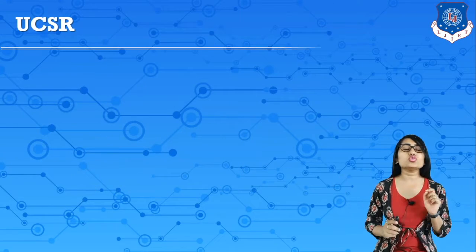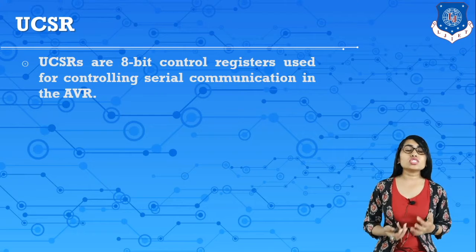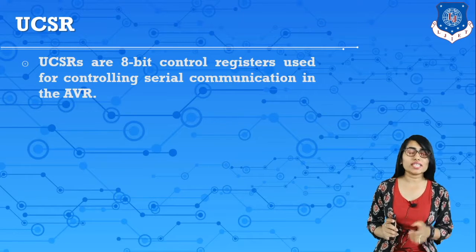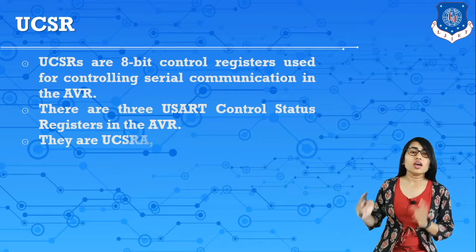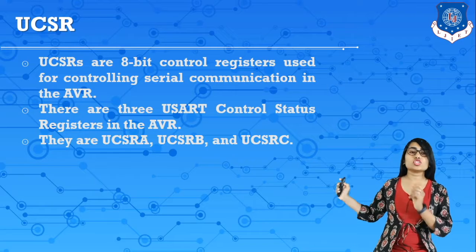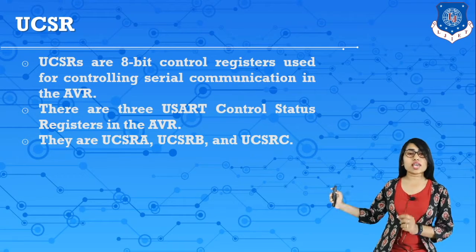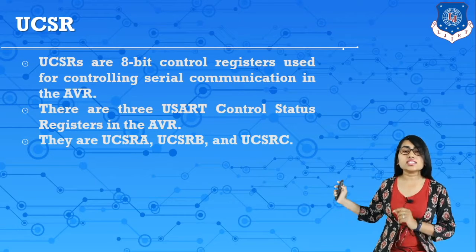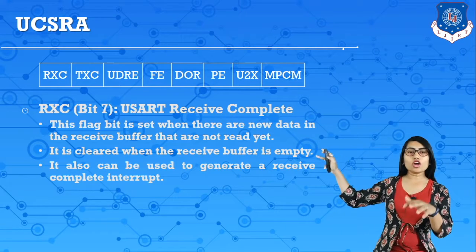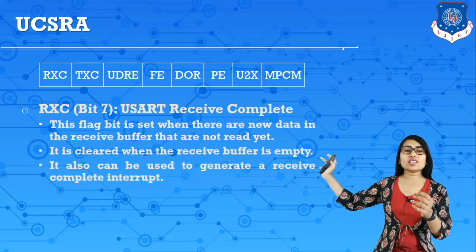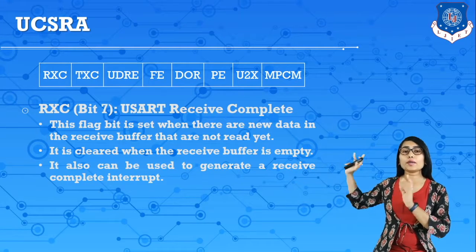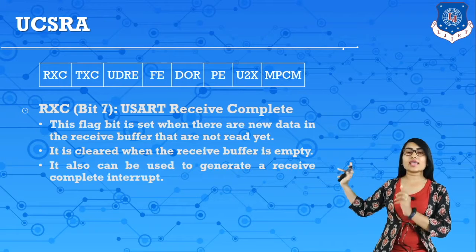Now next is UCSRA. UCSRA is an 8-bit control register used for controlling serial communication in the AVR. There are 3 USART control status registers in the AVR, that is UCSRA, UCSRB and UCSRC. So let's discuss the first, UCSRA. In UCSRA, all 8 bits are here: RXC, TXC, UDRE, FE, DOR, PE, U2X and MPCM.